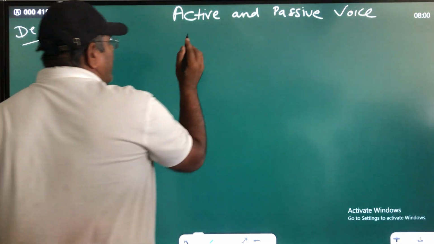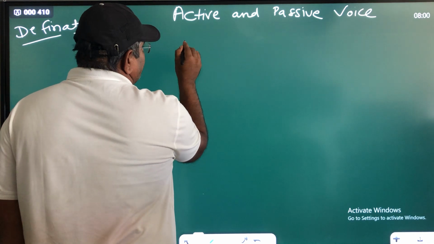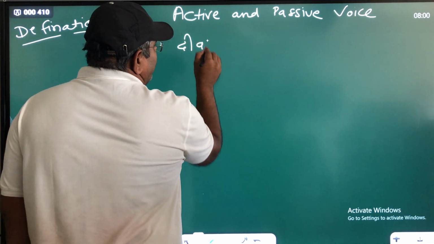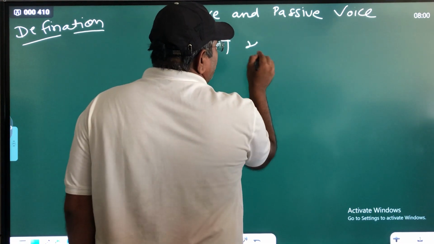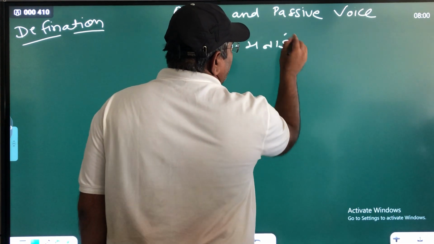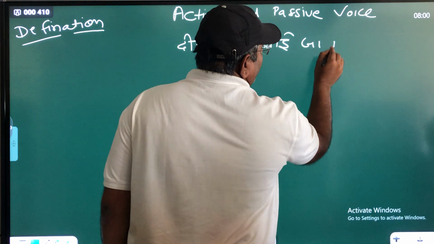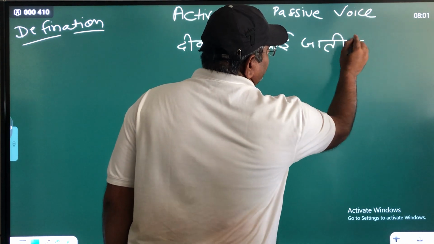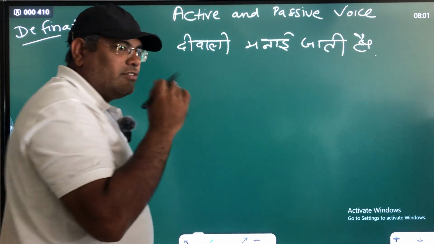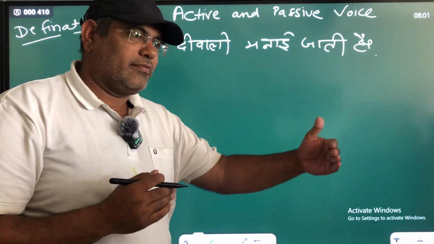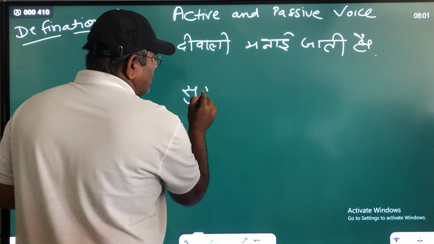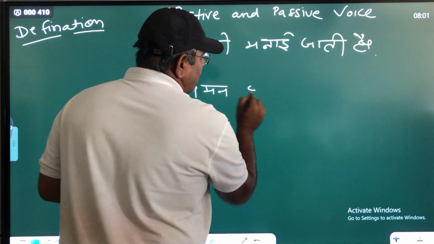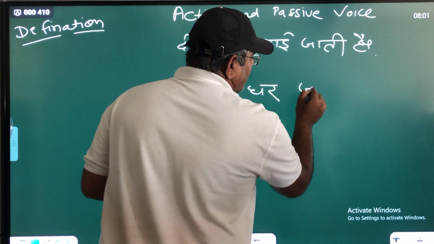Okay, start now. For example, I say, Diwali manai jati hai. Okay, Diwali manai jati hai. I said, Suman ghar jati hai.